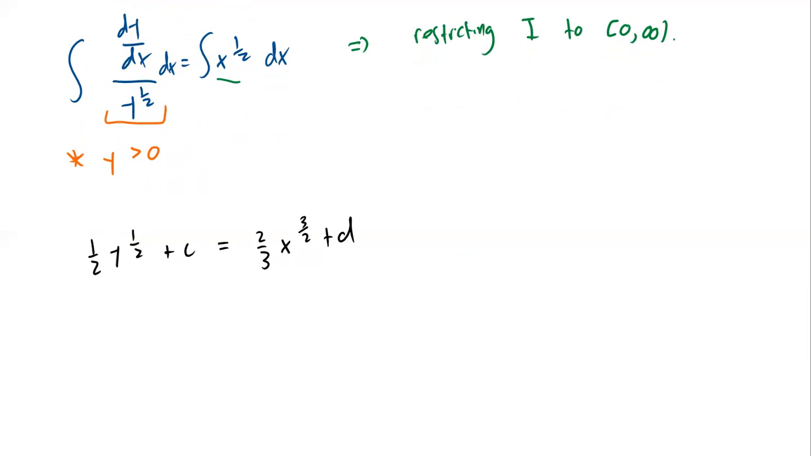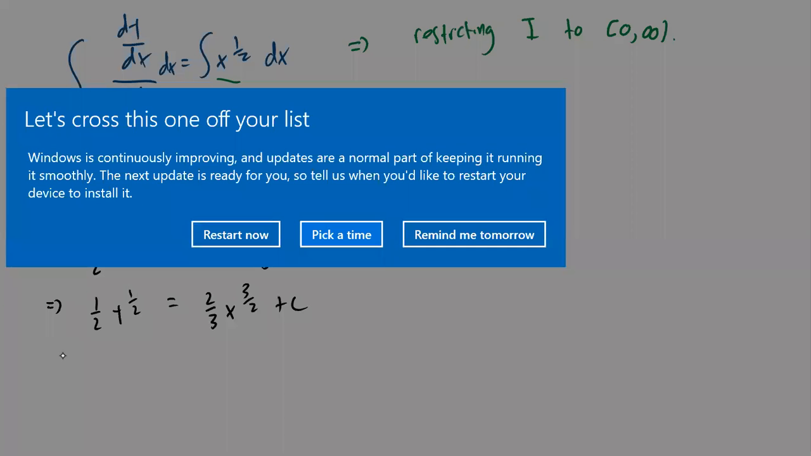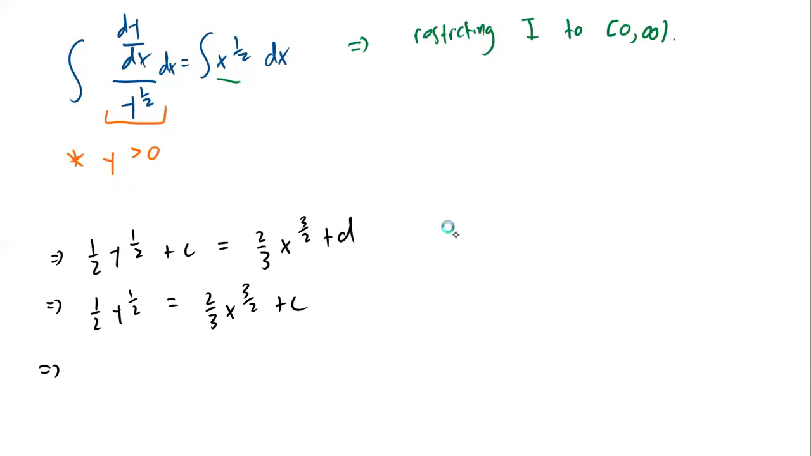Now, I'm going to combine both constants here. So I'm trying to solve for y. Move c to the other side, and write d minus c as a new constant c. I'm going to multiply both sides by 2 to get rid of the 1/2, and I get y to the 1/2 equals 4/3 x to the 3/2 plus c. c is an arbitrary constant, so when you multiply an arbitrary constant by 2, it's still an arbitrary constant, so let's call it c.